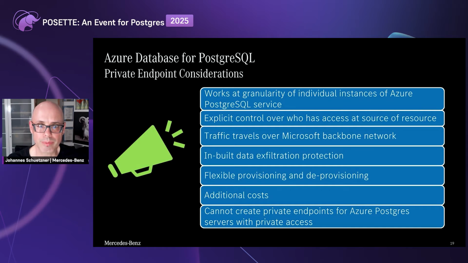You can flexibly provision or deprovision the private endpoints. It's not like with private access, where you have the VNet and that's it. So it's really more dynamic. And maybe the downside, there are additional costs. And also, if an existing Azure Postgres server uses private access today, then you cannot enable private endpoint in addition. You would first have to migrate the data to a new Postgres server with public access, and then you can enable private endpoints and benefit from that.